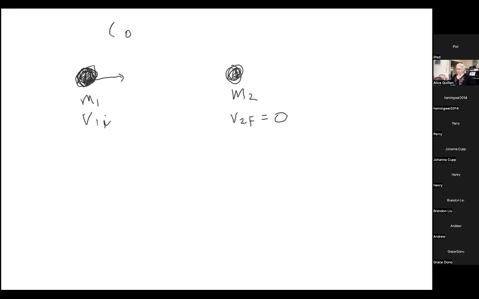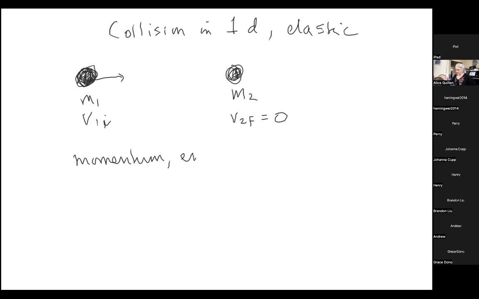So this was a collision in 1D, and it was elastic. Elastic means energy is conserved, and momentum is always conserved. The collision itself involves interaction between the two masses, so it doesn't affect the center of mass motion or the total momentum. So you have two conserved quantities if it's an elastic collision: the total momentum, and in this case the kinetic energy, because it's not a relativistic collision.